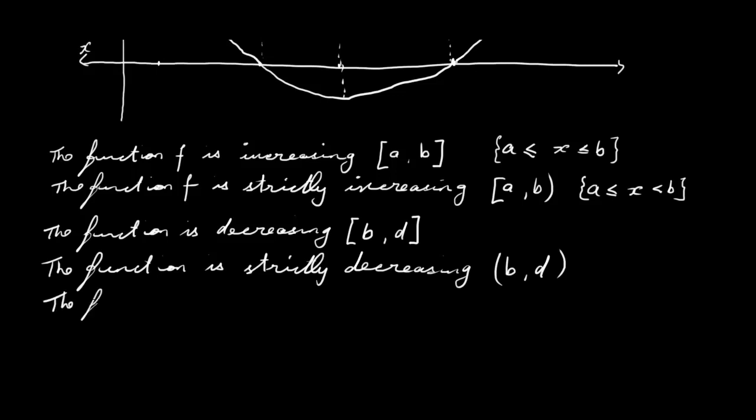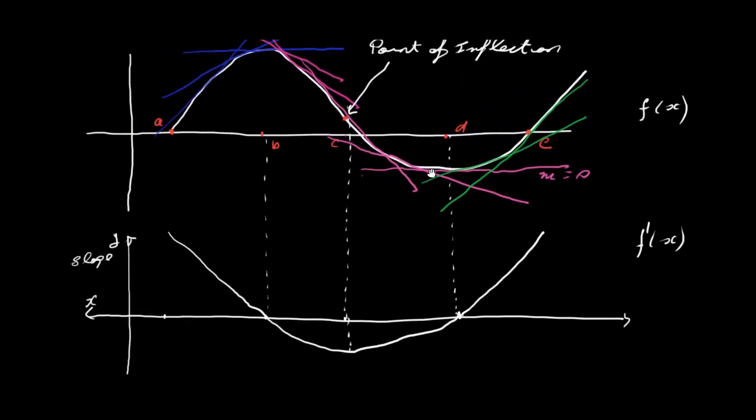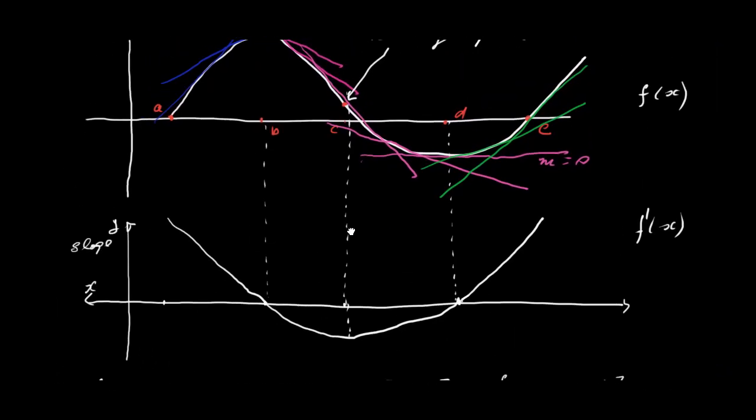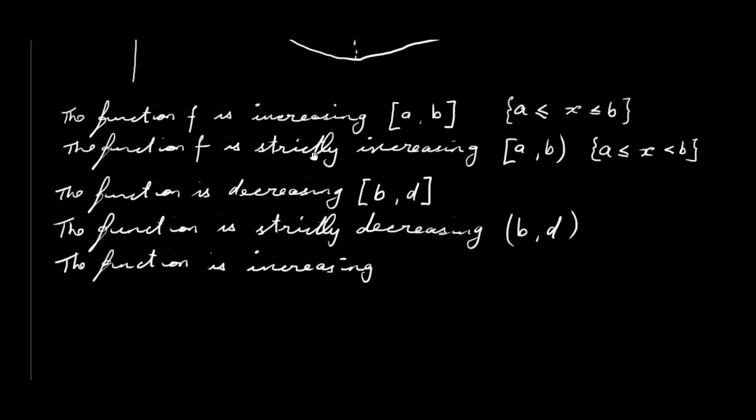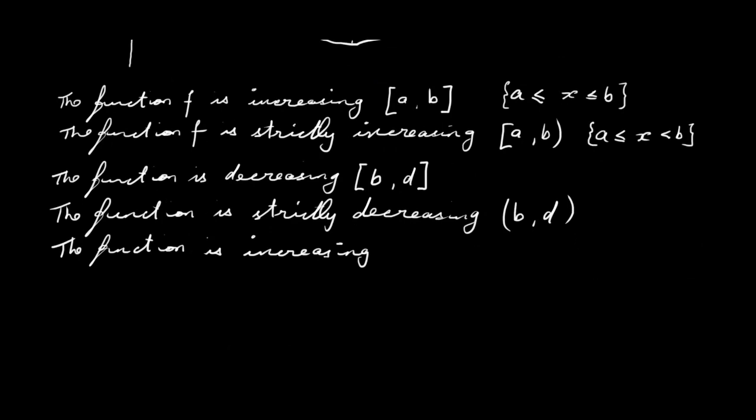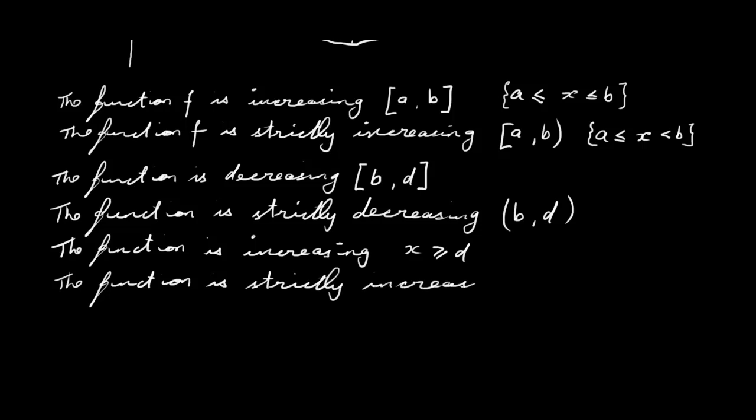And then finally we can say the function is increasing. So again, you can see here the function is going to be increasing from D onwards. So x is going to be greater than or equal to D. So we're going to say here x is just greater than or equal to D. Or if you want to talk about strictly increasing, you would say the function is strictly increasing for x greater than D.